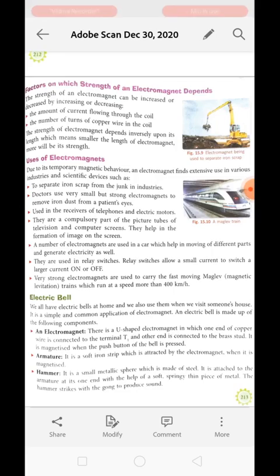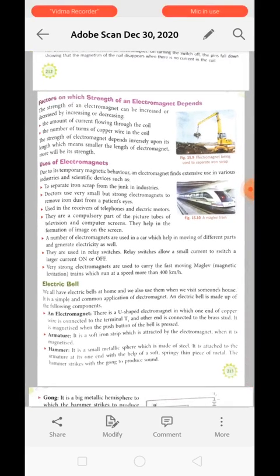Okay. Now the next topic is the electric bell. We have seen an electric bell at our home or at our school as well, right? Whenever we visit our neighbors or relatives, we simply press the electric bell which is hung at the door. This electric bell is made up of the following components.